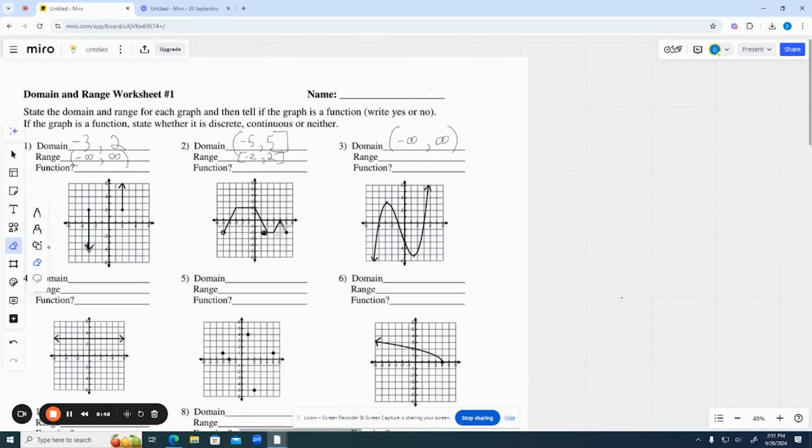So let's look at the range for this one. Our range, same as our domain, is not only going to the right forever, but it's also going up and down forever. And so what that tells me is that it has no limit to the interval, and so you will have the same answer, -infinity to +infinity. Okay?